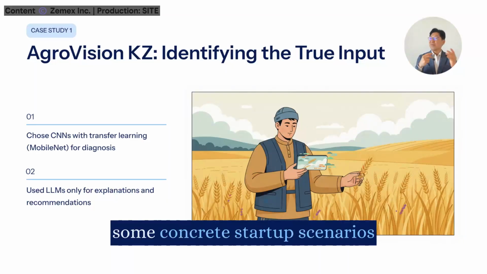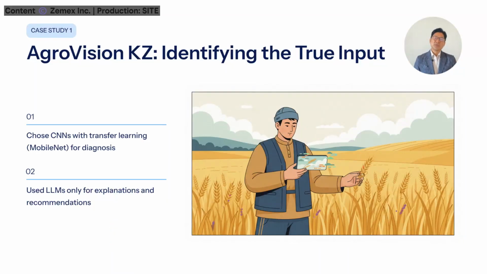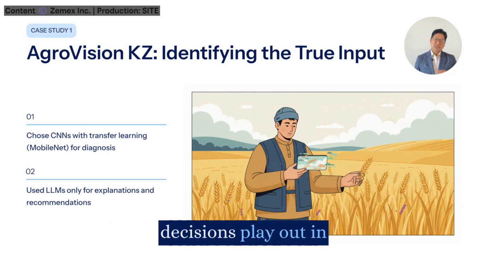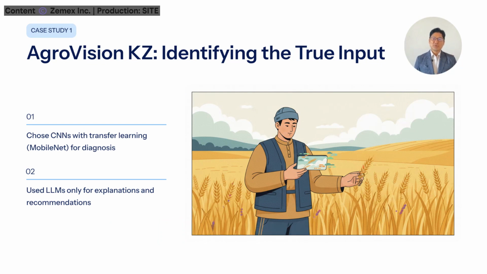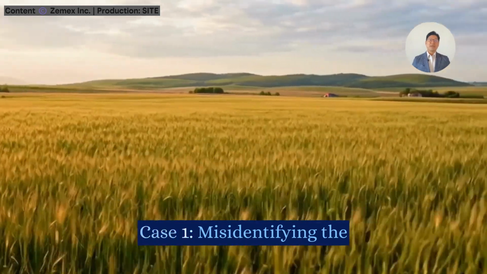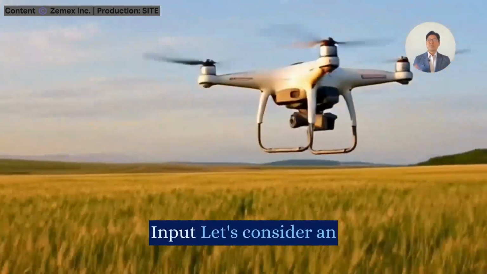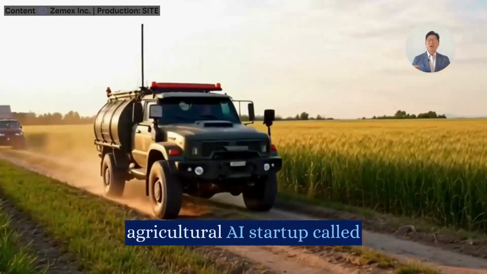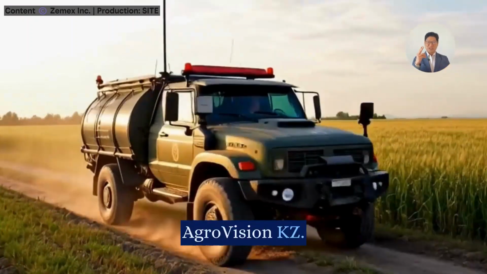Now let's look at some concrete startup scenarios to see how these decisions play out in the real world. Case 1, misidentifying the input. Let's consider an agricultural AI startup called AgroVision KZ.